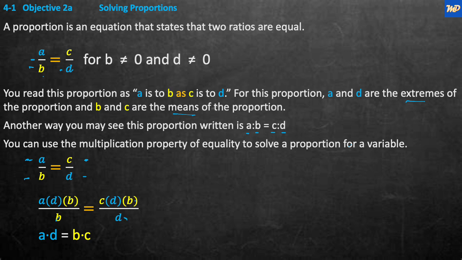And when you multiply by D on each side, the D's on the right-hand side will cancel, but on the left-hand side, you'll be left with the D. So when you simplify, these B's cancel and these D's cancel, and you get A times D is equal to B times C. Now you see how you can move these around using standard equations. It is the standard equation. And as you know, equations are always true. They're always true.